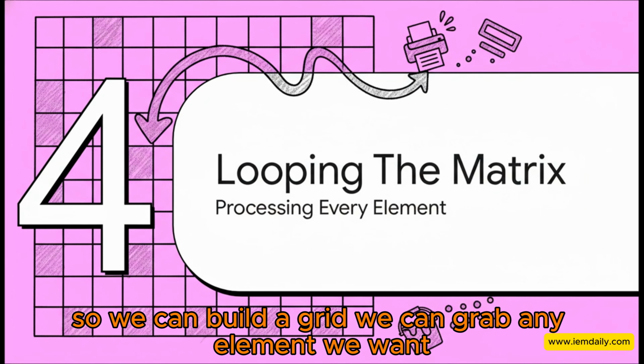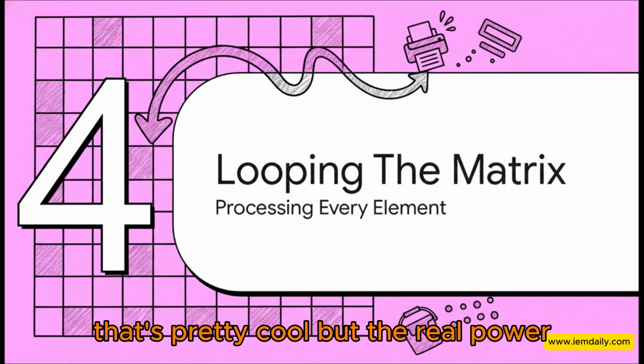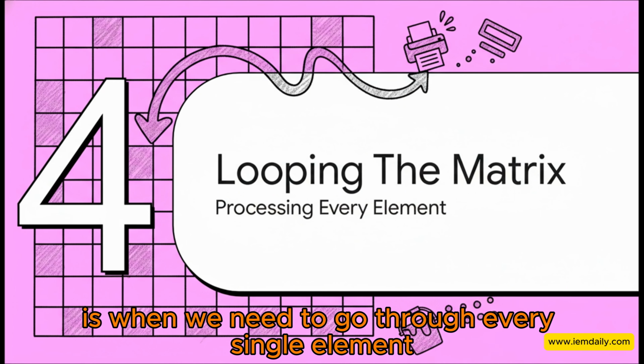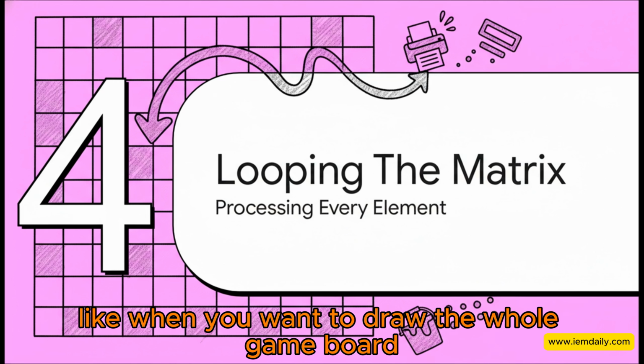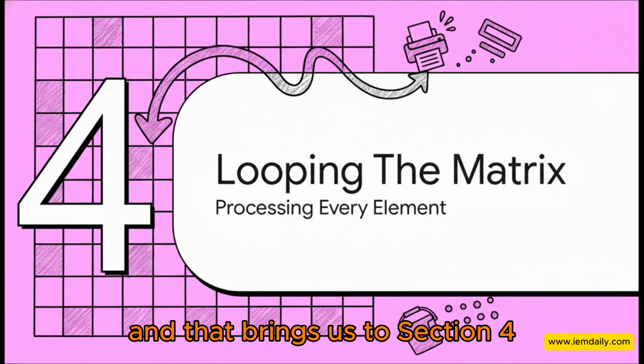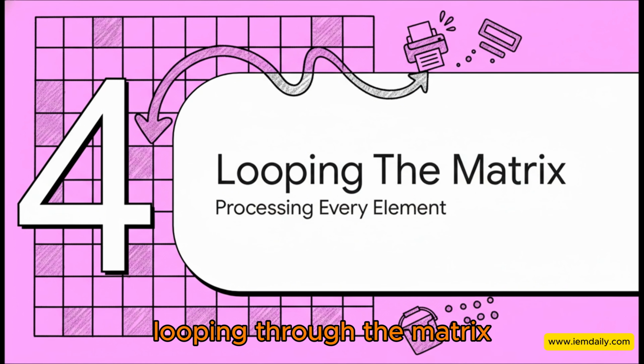Okay, so we can build a grid. We can grab any element we want. That's pretty cool. But the real power, the reason we do all this, is when we need to go through every single element, like when you want to draw the whole game board on the screen or add up all the numbers in a spreadsheet. And that brings us to section 4, looping through the matrix.